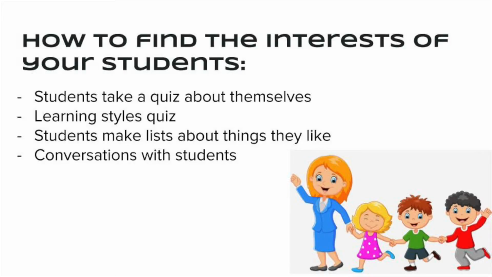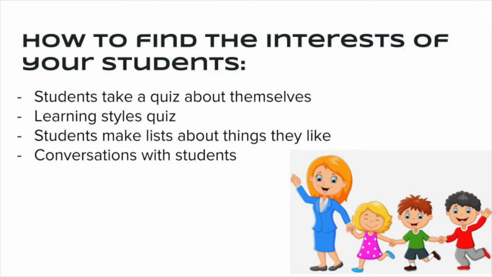In order to use this interest-based differentiation, you need to find out the interests of your students. So some of the ways you can do that would be having the students take a quiz about themselves where they answer a few questions so you can find out more about them. They could do a learning styles test. This is one of my favorites to understand how the students learn the best.